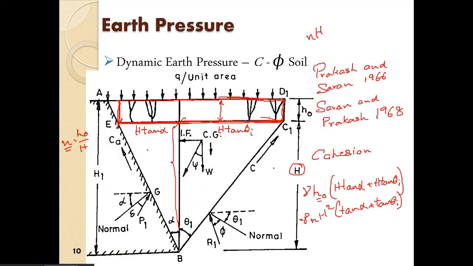So basically it is the area, all right, and unit length in this direction. So you have this volume, and that volume into the unit weight will give you the weight of that wedge, all right. And since it is a plane strain condition they are considering, this will be infinite in this and this direction, all right. So that is the wedge. So similarly again, let us consider this one.